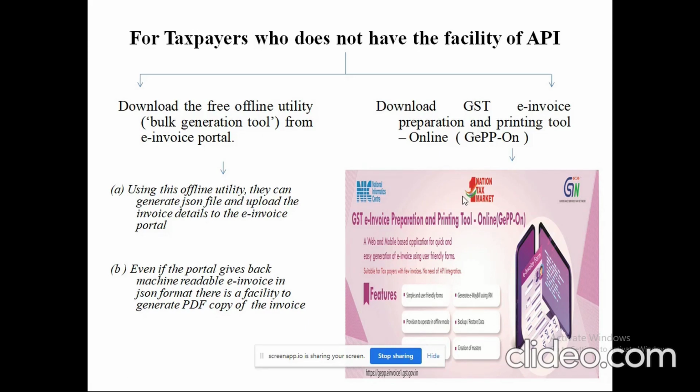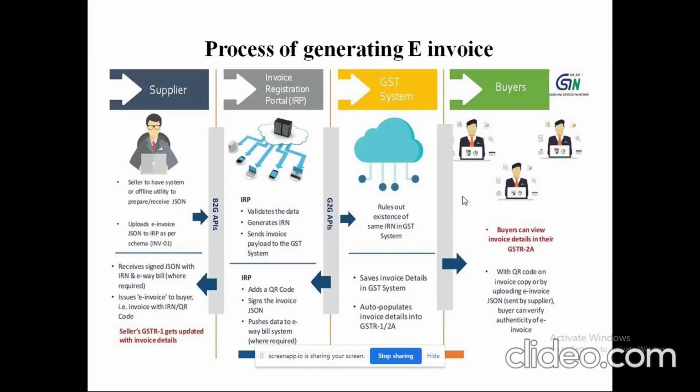We will see the process of generating e-invoice. First, the supplier has a system or offline utility to prepare or receive JSON, and he uploads the invoice JSON to IRP as per form GST INV01. The IRP validates the data, generates the IRN, and sends the invoice payload data to the GST system.